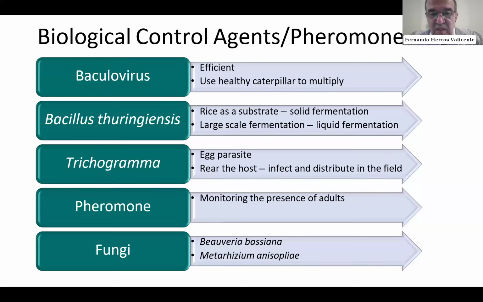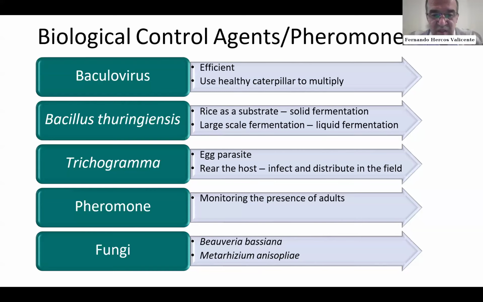Baculovirus is efficient. I'm going to show at the end some of the products that we have developed. You have to use healthy caterpillars to multiply this agent. You cannot use a fermentation system so far. Bacillus thuringiensis, we can use rice as substrate, like solid fermentation. We have a project in Africa, and in Brazil they mostly use large-scale fermentation systems like liquid fermentation. I'm going to show you some pictures.